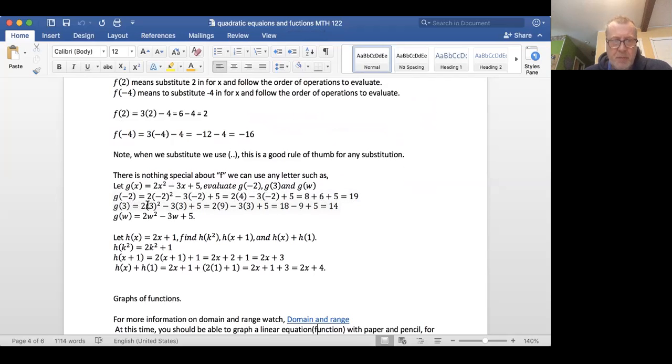Same thing with g of 3. In parentheses, we put 3 every place there's an x. We square first and get the 9. 2 times 9 is 18. Minus 3 times 3 is minus 9, plus the 5, and that gives us 14. And then g of w, that just means we substitute w in every place we see x.